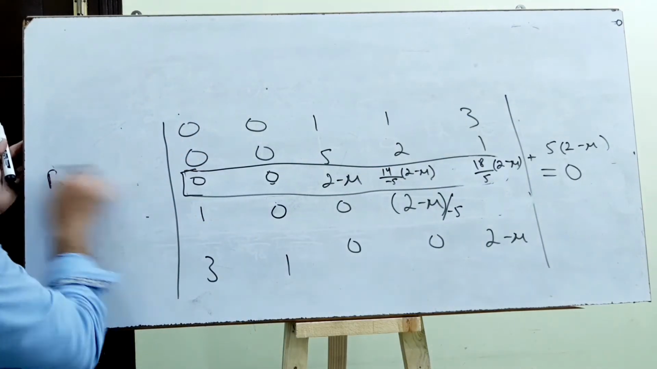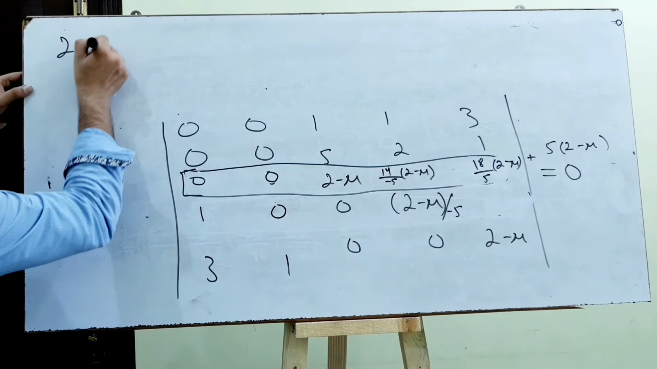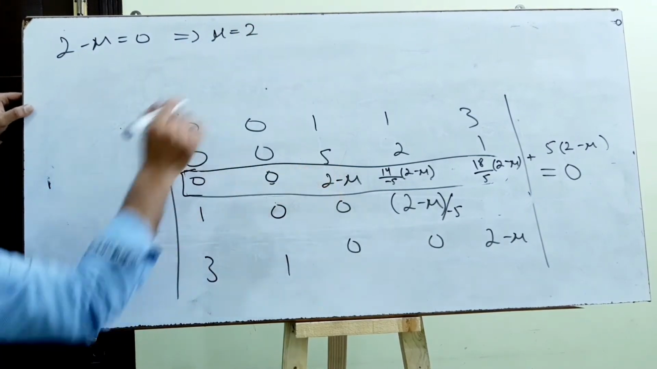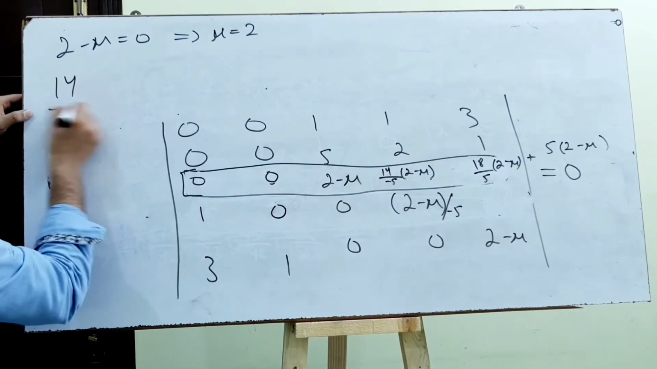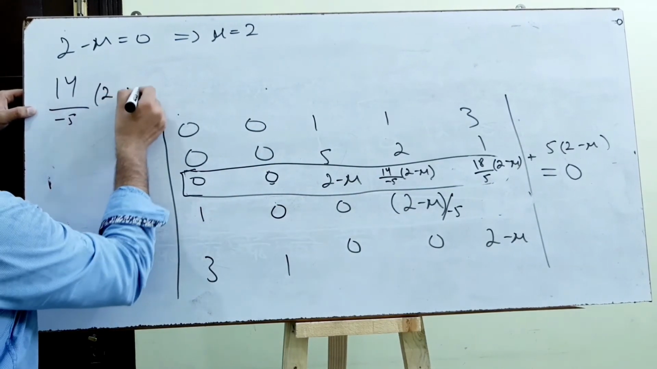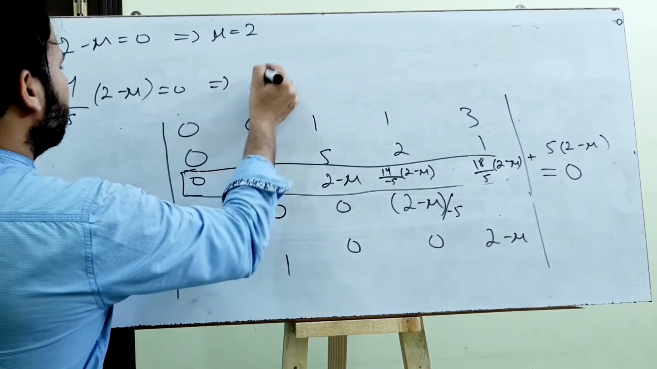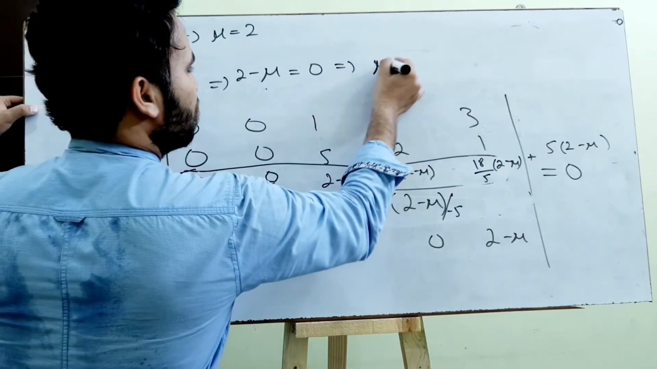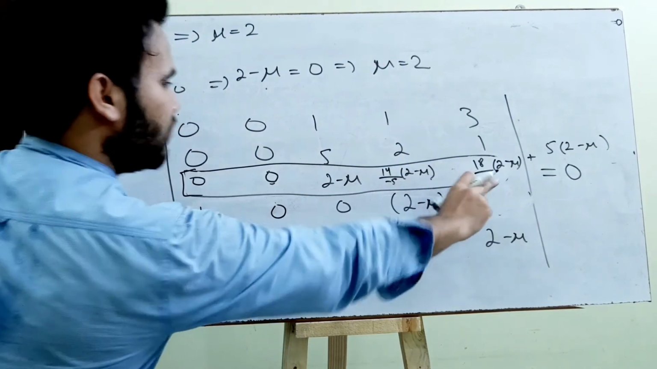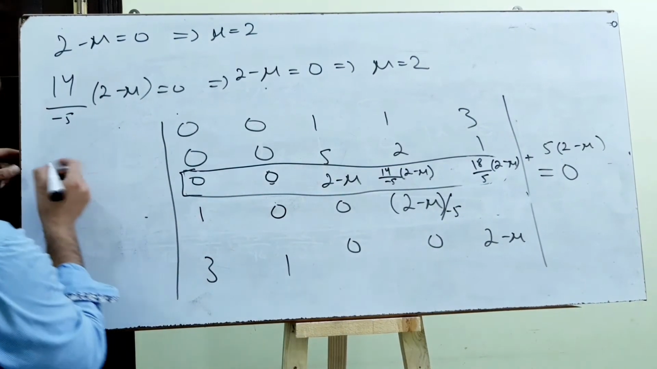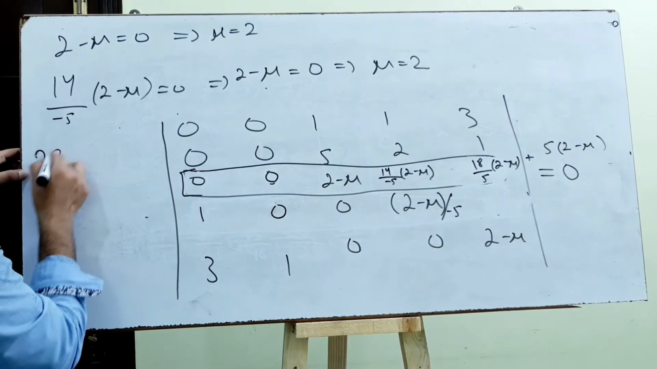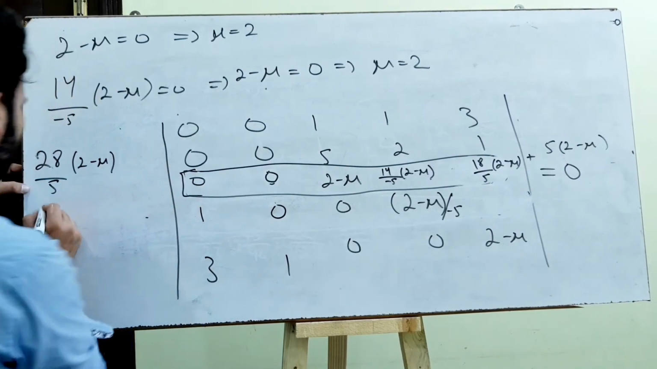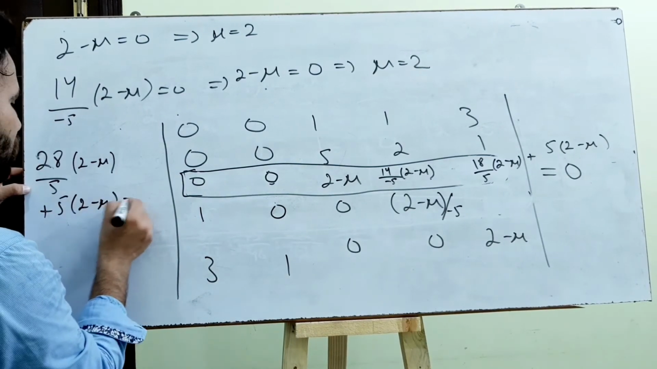Now let's see what happened. 2 minus mu equals to 0 implies that mu equals to 2. Here we get mu equals to 2. From this entry, 14 over minus 5, 2 minus mu equals to 0 implies that 2 minus mu equals to 0, mu equals to 2. Now from the last entry, 28 over 5, 2 minus mu plus 5, 2 minus mu should be equal to 0.